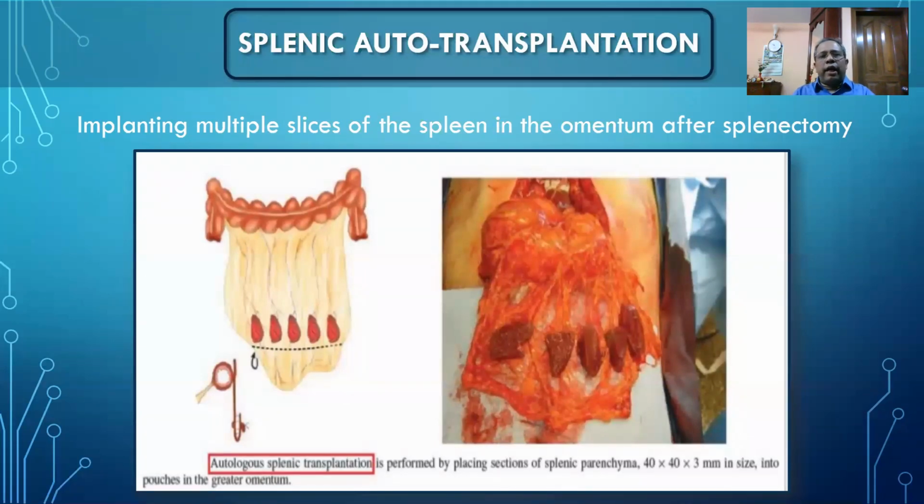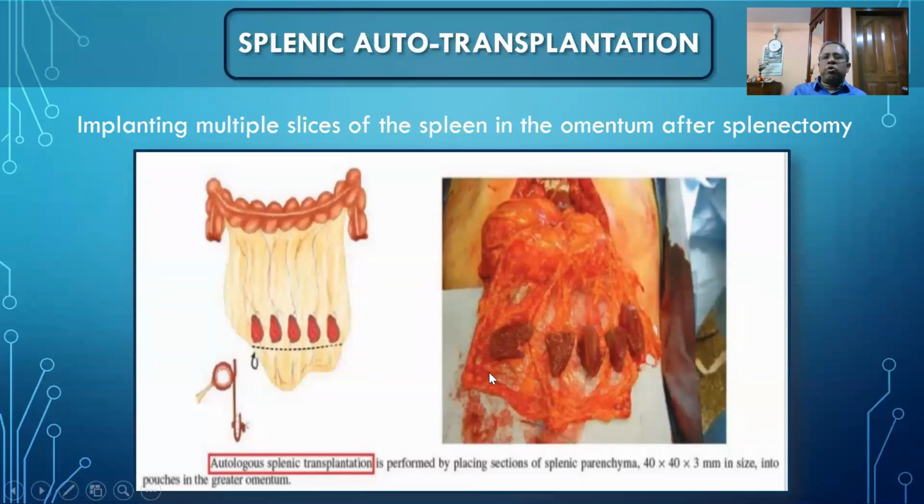Another important thing nowadays takes part. Though it is a controversial issue, it is not established properly. In future, it may prove that splenic transplantation is also important to preserve splenic function to some extent. That means the shattered or removed spleen is converted into multiple slices. The slices are wrapped by omentum and kept inside the peritoneal cavity.